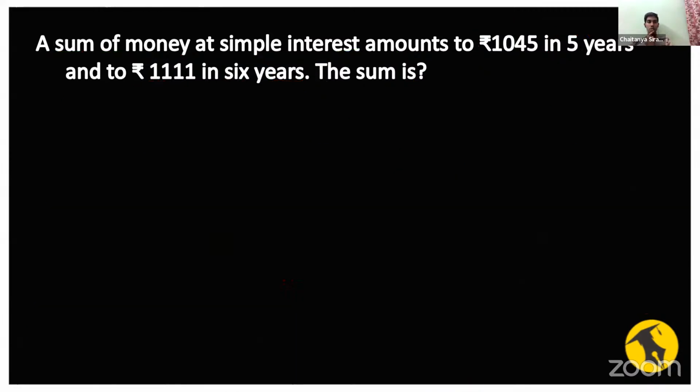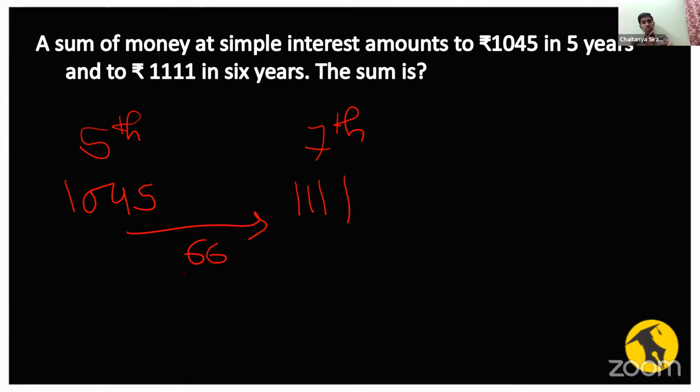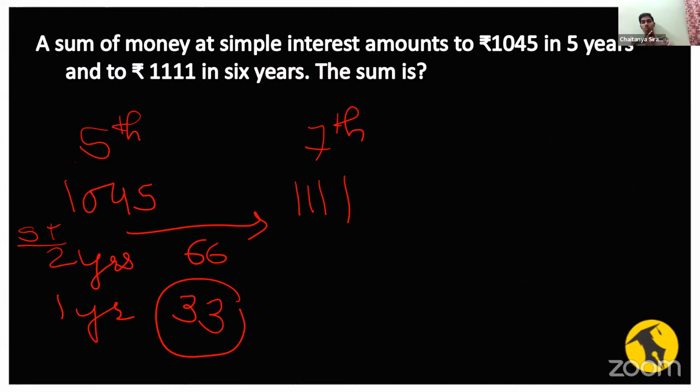Alright, so if you were given, let's say, for the fifth year the amount is 1045 and for the seventh year the amount is 1111, the difference is again 66, but this is for 2 years. This is the simple interest of 2 years. So for 1 year, it would be how much? 33. Then you can find how much is the accumulated interest for 5 years. And you know the amount, you know the simple interest, so you can find the principal.